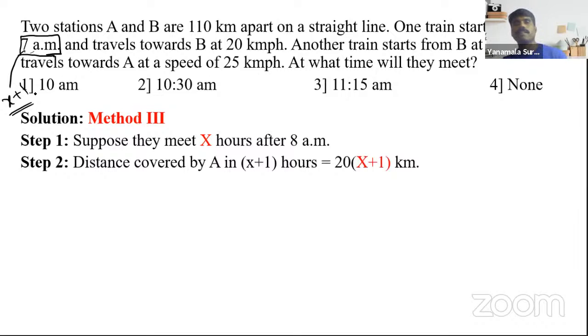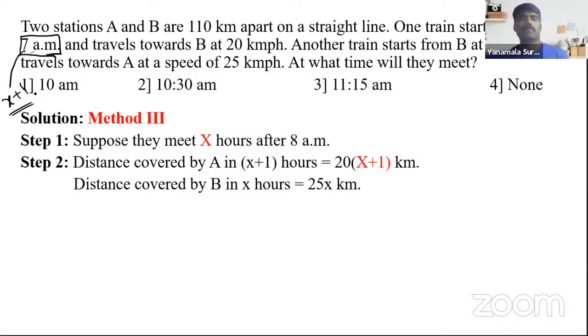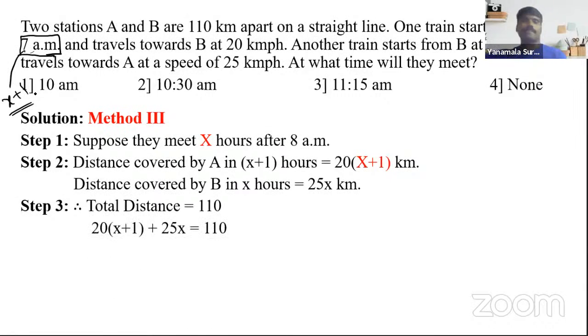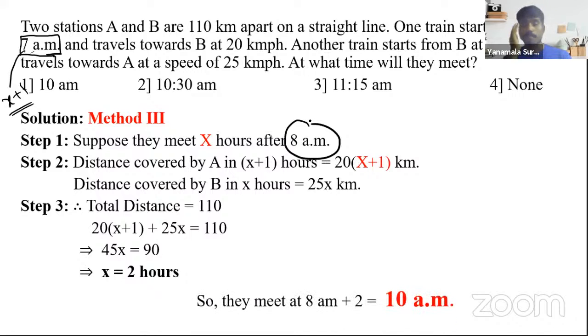Distance covered by A in x plus 1 hours, that is 20 into x plus 1. Distance covered by B in x hours equal to 25x, isn't it? And we already know distance equal to 110 kilometers. That is 20 into x plus 1 plus 25x equal to 110. Similar to the previous one, after simplification you're going to get x equal to 2 hours. So from 8 a.m., 8 plus 2, which is equal to 10 a.m. Exactly. There is no doubt in that.